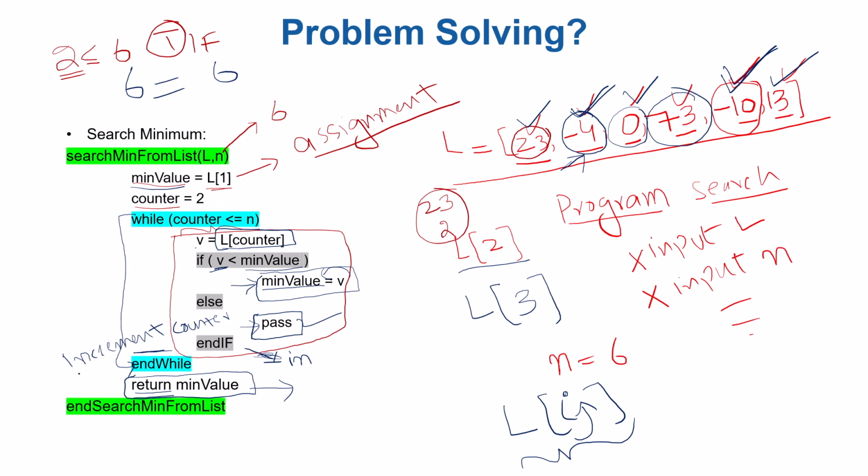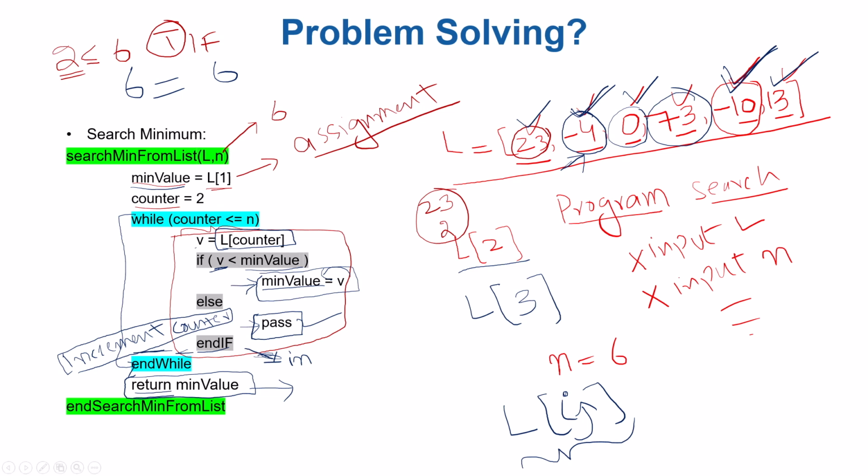One bug in the code was the increment counter statement was not there. It should be there after this end if and before this end while here. So that was a pseudocode of searching minimum.